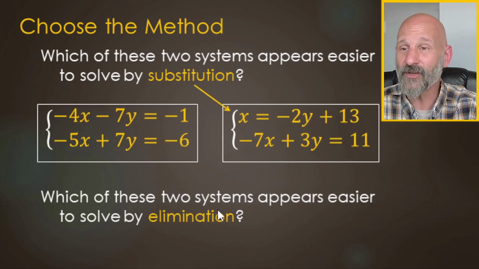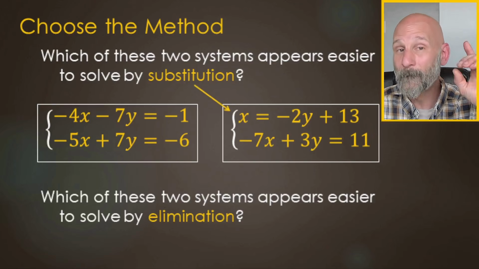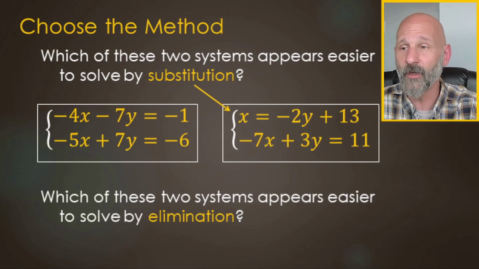Now for elimination, that's where you have both in standard form. That's what you're looking for. In other words, you got the x's, the y's, then the equal sign. That means you're going to be using elimination, okay?